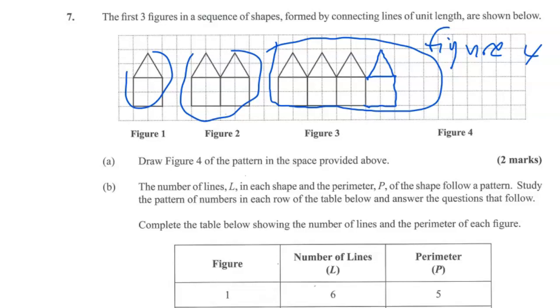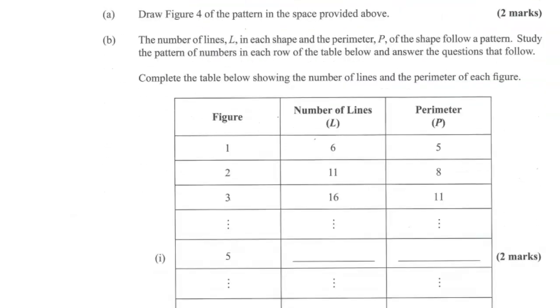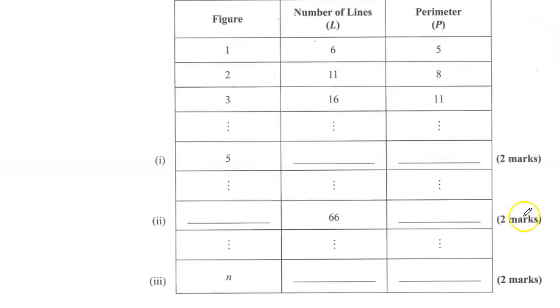Now, we're asked to copy and complete this table. So figure 1, number of lines. Figure 1 has 6 lines and the perimeter is 5. So what's the relationship between the figure and number of lines? The relationship I'm seeing here, to move from figures to number of lines, you multiply the figure by 5 and add 1.